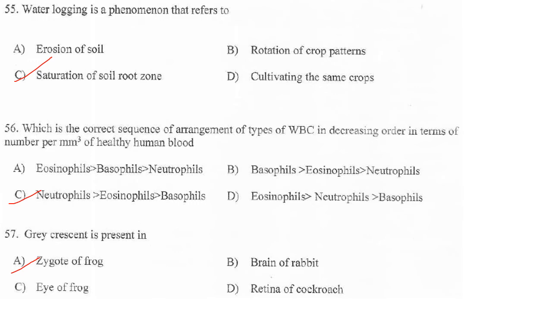Neutrophil, it accounts to be 2500 to 8000 per mm cube. Eosinophil, it is 500 mm cube, and basophil, it is 25 to 100 mm cube. Then gray crescent is present in. So gray crescent, it is a structure formed on the opposite side of sperm entry in a frog egg. So it is present in zygote of frog. Answer is option A.